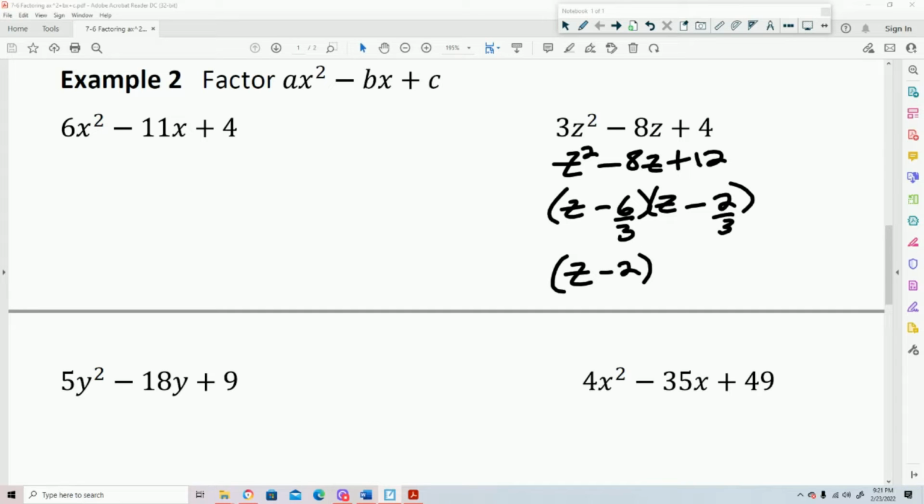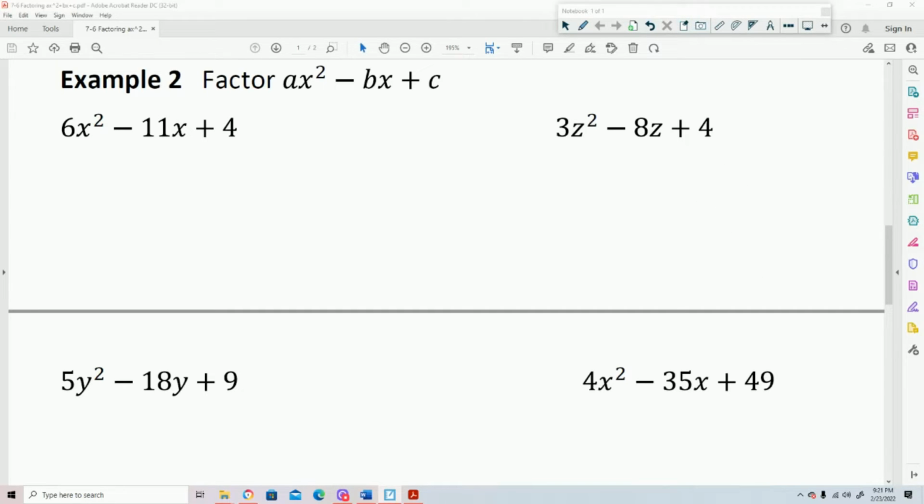Okay, and here we're going to bring this 3 in front of this z and get 3z minus 2. Okay, that does it for that one. Two more.